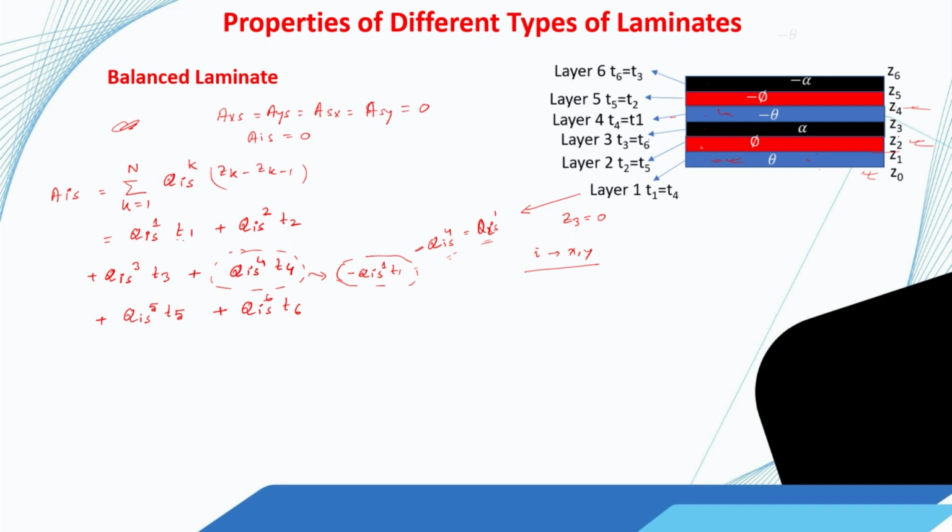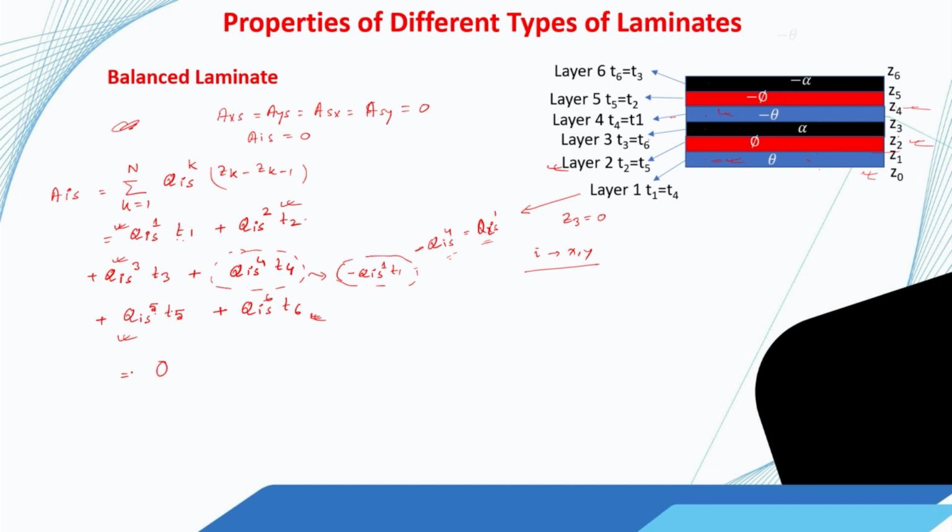Similarly, if I look at second and fifth layer, they also show us the same thing. T2 is equal to T5, T2 and T5 are same, but Q̄IS are opposite of each other. So, again on being added, they will give us 0. And similarly, if I take the contribution from third layer and sixth layer, that also adds up to 0. So, finally, this quantity becomes 0.